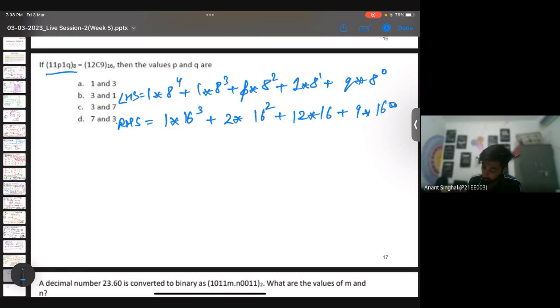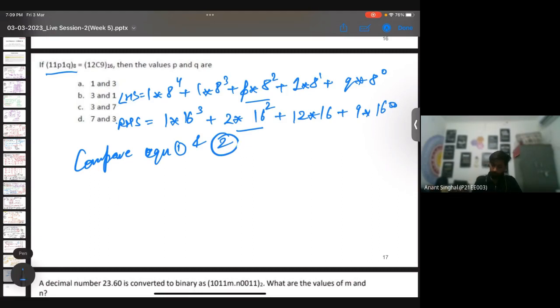So now the same thing, if I try to compare it, and there we can check it quite clearly. Now we need to calculate the value of P and Q in this problem, which are quite easy. So maybe you can compare equation 1 and 2. So we will get P as 3 and Q as 7. You can check this.